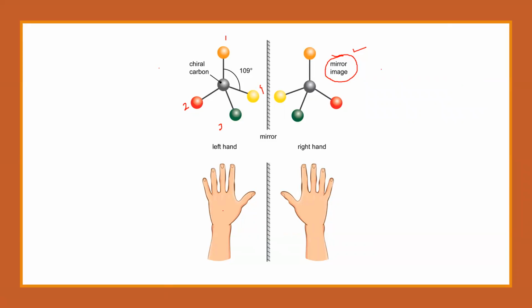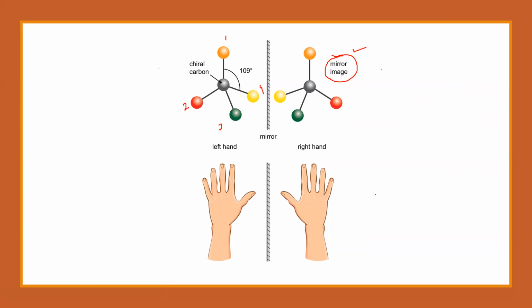Say if this is my left hand, if I place a mirror, what do I get? Yes, I get my right hand. Are these two mirror images of each other? Yes, they are. This is where the concept of chirality actually got its name. Clear? So chirality is derived from the word chir. Chir means hands. Now the left hand and the right hand are mirror images of each other.